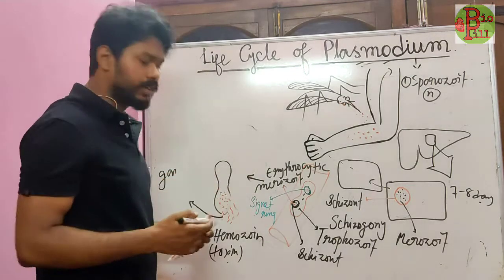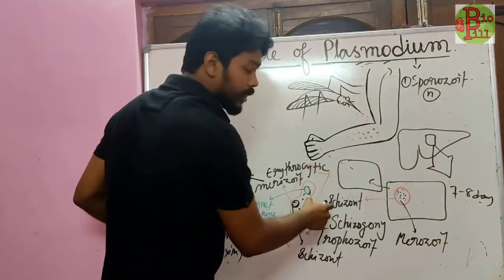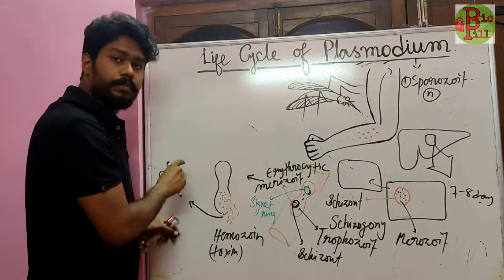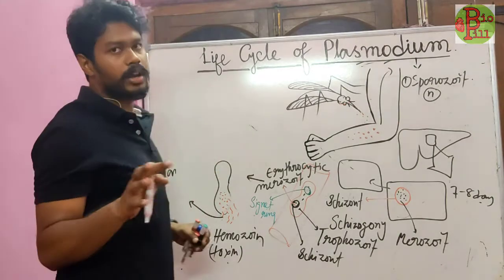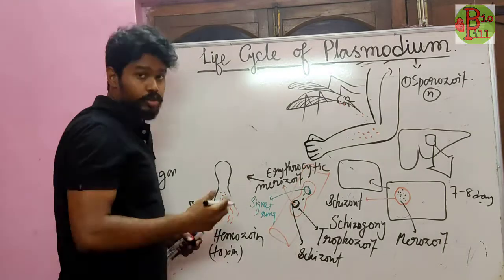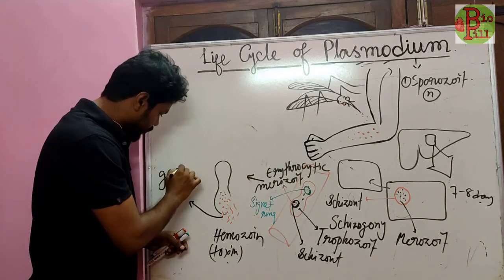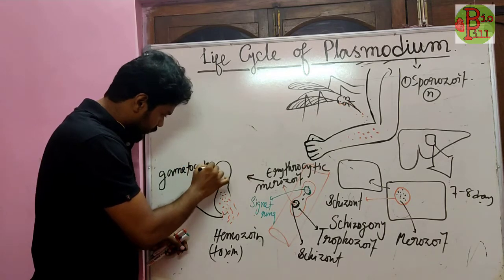Because they need to grow also, no? By sexual reproduction. Here they were reproducing asexually. Now, they will reproduce sexually. Actually, sexual reproduction is not happening inside the human's body, but inside the mosquito's body. So, they will now produce the gametocyte phase.